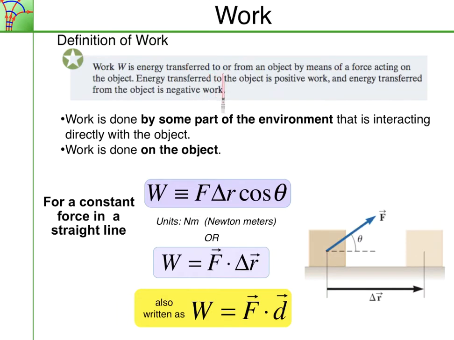So work is the energy transferred to or from an object by means of a force acting on the object. Energy transferred to the object is positive work, and energy transferred from the object is negative work. When the angle is less than 90 degrees, it's positive work because cosine of theta is positive. When the angle is greater than 90 degrees, the force is taking energy out and the cosine of the angle is negative, so we get negative work.